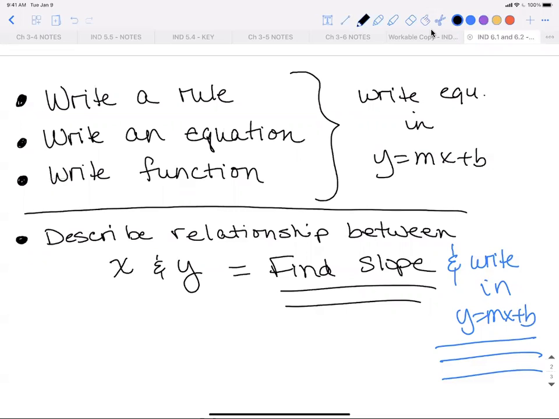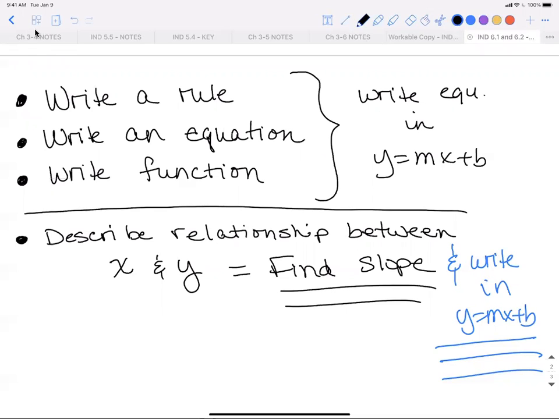So these are the notes for indicator 6. And if you're at home, take a minute, pause the video. And at the very beginning of your notes for indicator 6, I want you to write these notes down. So if the directions or the instructions of your homework say write a rule, write an equation, write a function, or if it says describe the relationship between X and Y, all 4 of these, they always are going to mean write an equation in Y equals mx plus b.